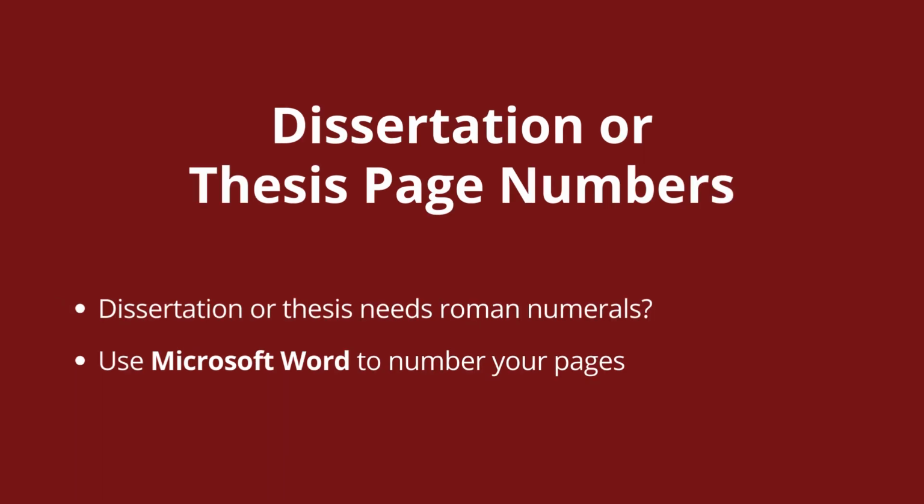Those of you who are writing a dissertation or thesis will need to ensure that your title pages have no numbers, that the front matter uses Roman numerals, and that your content section uses Arabic numerals beginning with the number 1. Since Google Docs does not have Roman numerals, you'll need to use Microsoft Word to customize your page numbers. If you wrote your paper in Google Docs, you'll just need to download it as a Word file. In the following video, I will show you step by step how to set up each section and choose the correct numbering format.